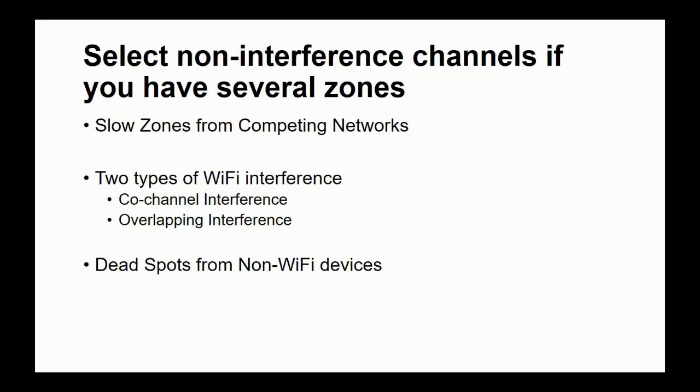And there are two types of Wi-Fi interference. Co-channel interference is the first. This is called crosstalk of two APs when they are using the same channel. The overlapping interference is when the networks are unable to cooperate. That happens when the networks are not cooperating with each other.